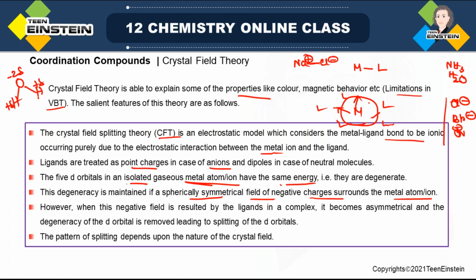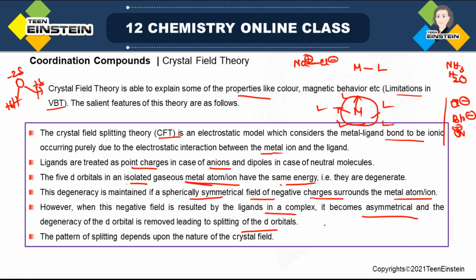So what is the effect of this? The effect is that degeneracy is destroyed. When this negative field is produced by the ligands in a complex, it is no longer symmetric, it becomes asymmetric. So degeneracy will be destroyed, that is removed, and ultimately there will be splitting. Some d orbitals will have high energy, some will have low energy.